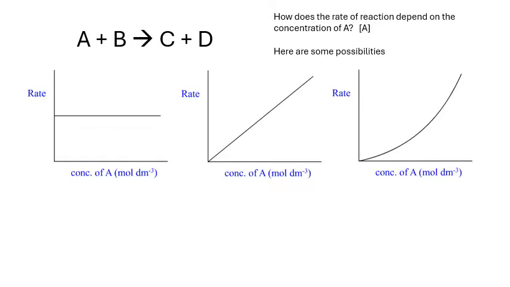Now, here are some possibilities. Look at these graphs. The first graph, how does the rate depend on the concentration? And the answer is it doesn't, does it? You change the concentration, the rate stays the same. The second graph, well, it's a straight line, and that means that the rate is proportional to the concentration of A. And on the third graph, it looks as though the rate is more than proportional. If we double the concentration of A, then the rate more than doubles.